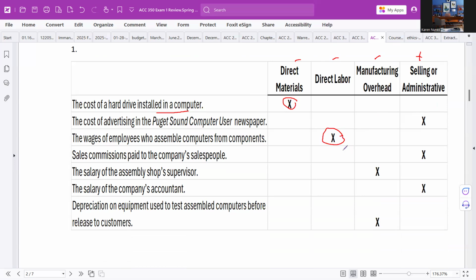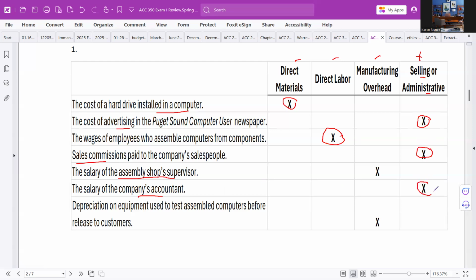And those things that are not related to manufacturing are going to be selling or admin. For example, advertising is never going to be a manufacturing cost. And sales commissions are never going to be a manufacturing cost. So we can identify those non-manufacturing costs because they're not related to manufacturing. And then we've got the assembly shop supervisor. The touch labor is supervised by the supervisor, but the supervisor never touches the product. So it's not direct labor, it's indirect, or manufacturing overhead. And then the company's accountant, again, is not related to manufacturing.